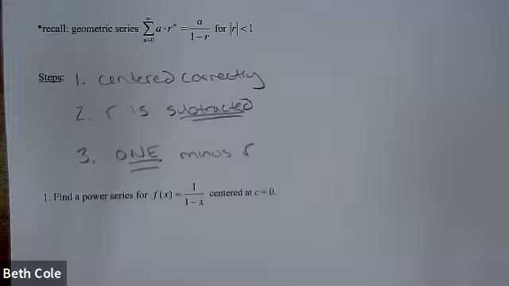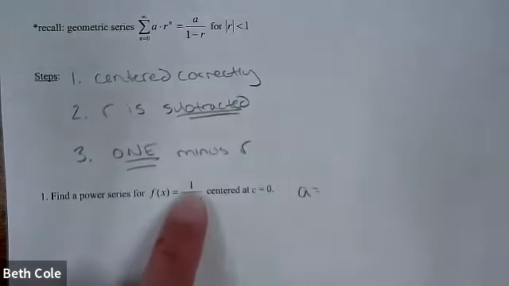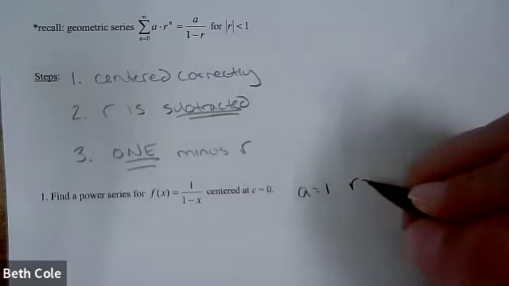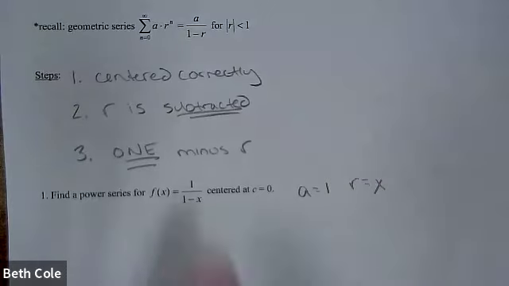Like, if it was centered, like on your quiz, when it was centered at 1, in your parentheses, what did you put? X minus 1. If it needed to be centered at 3, what would you need in your parentheses? X minus 3. Do you get what I'm saying? Okay, but this one's 0. So a is whatever's in the numerator, which in this case is 1. And r is whatever got subtracted there, which in this case is x.